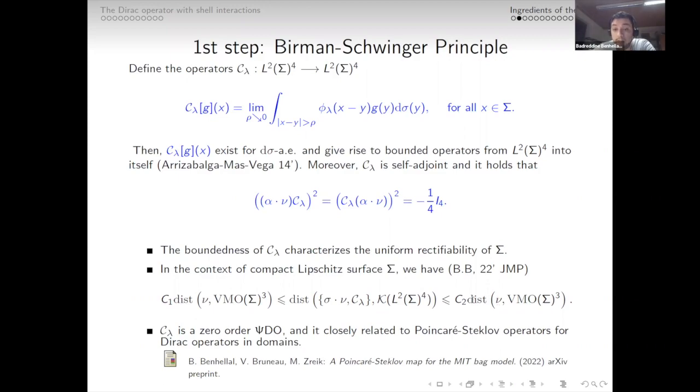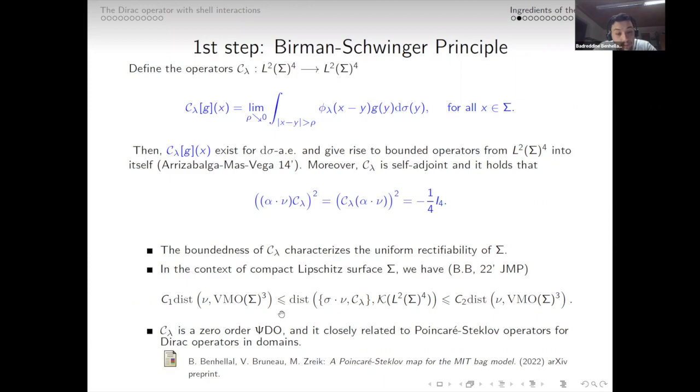In fact, it is known that for a Lipschitz surface, having the normal in VMO characterizes a class of domains that do not have corners. So the compactness of this operator is equivalent to the absence of corners on your surface. This class of domains is in between Lipschitz and C1. So it is bigger than C1, but it does not have corners.